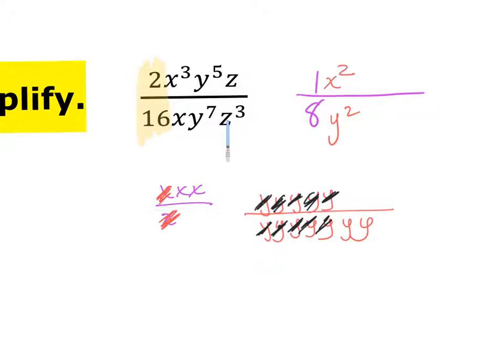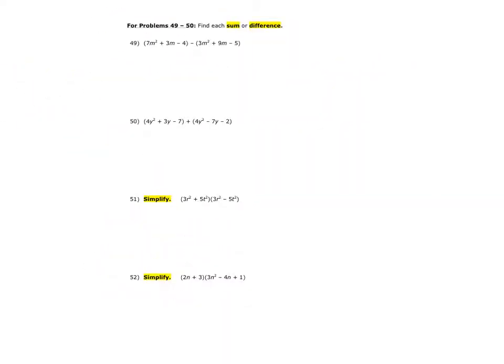If I have 1 z on top and 3 on the bottom, good. This guy's going to knock one of them out, leaving 2 on the bottom. And that's my final answer. Alrighty. Number 49.